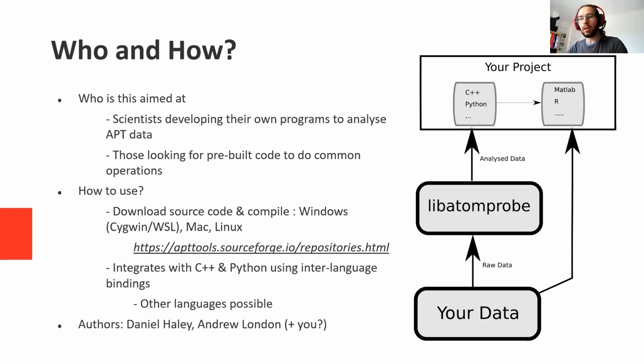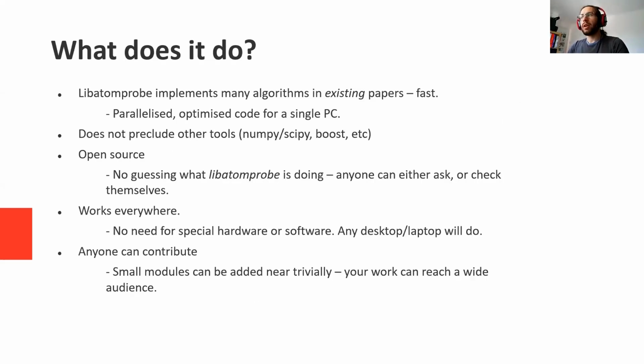Currently, this is mainly Dan Haley's work, but also mine. But we're looking for anyone who wants to contribute, and we'd really like to try and make this a part of a lot more general purpose Atomprobe software as broadly as possible. So it implements a lot of existing algorithms, like I said, parallelized and optimized code. This doesn't stop you from using your own code and doing your own analysis. So ideally, you wouldn't even know you were using Libatomprobe. It would just be something you can use in the background.